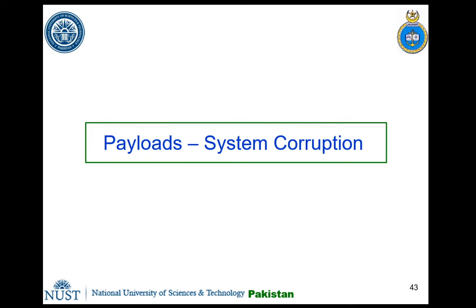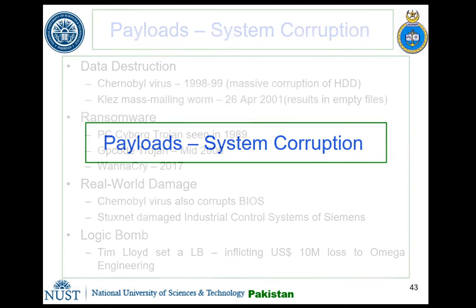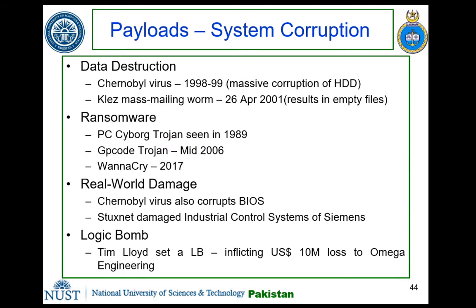First of all, payloads used for system corruption. First, we will talk about system corruption due to payloads in a worm. An early payload seen in a number of viruses and worms resulted in data destruction on the infected system when certain trigger conditions were met.